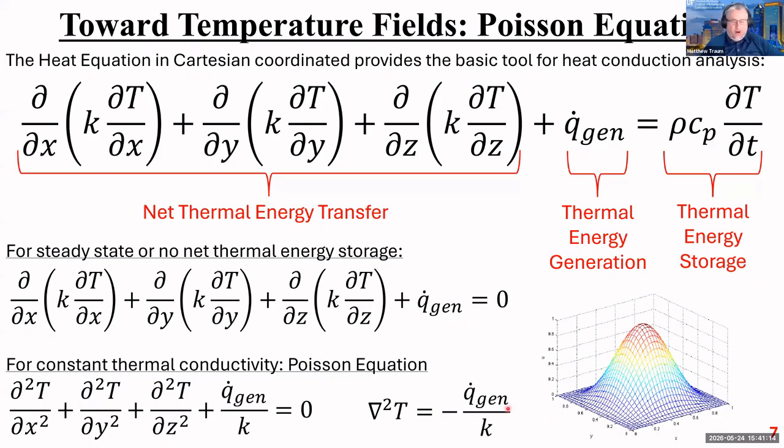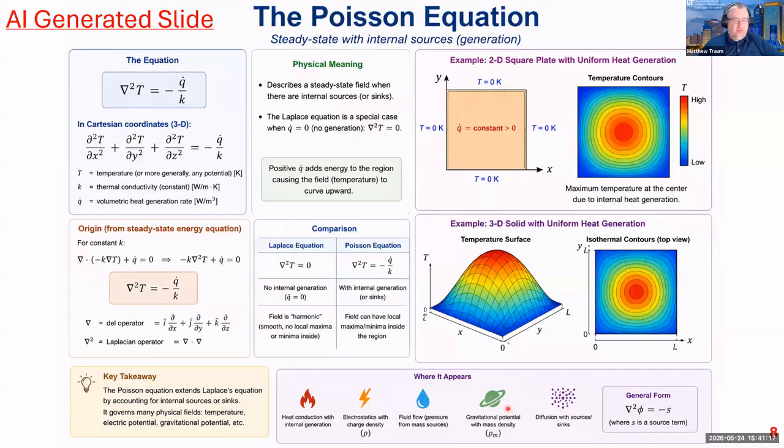So just like I did before, I had the AI come up with its own version. So this is ChatGPT, its own version of the Poisson equation slide. So here's that same equation, right, that we saw before. Here it is in Cartesian coordinates. So I've got my del squared T is equal to my minus q dot over k. T is temperature, K is thermal conductivity, Q is heat generation rate. And then let's see.